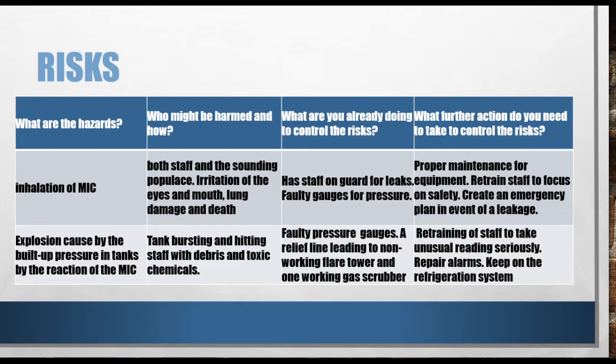What they could have done is retrain staff to take readings more seriously, and also repair gauges so they wouldn't have to guess if the gauge was malfunctioning or something bad was happening. Another thing they could have done was repair the automatic alarms. The last thing is to keep the refrigeration system running, as that would have stopped smaller reactions and give more time when a large reaction was occurring.